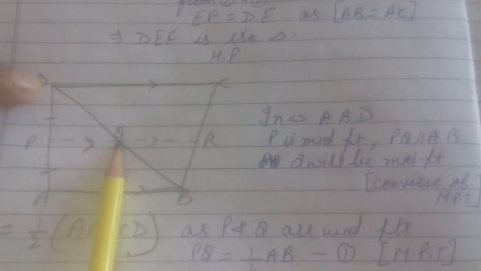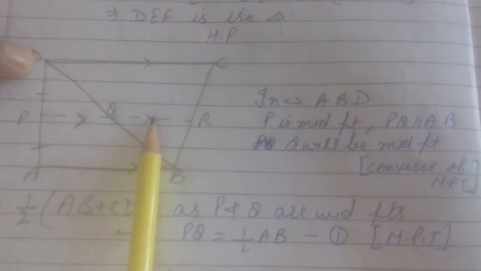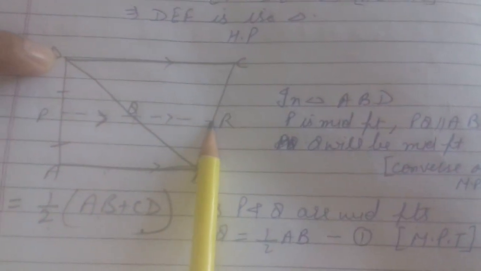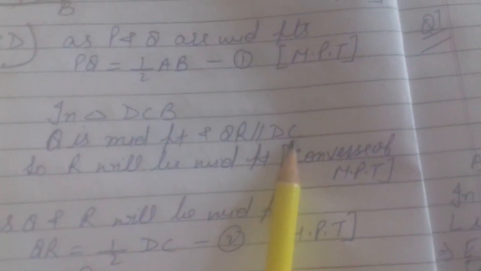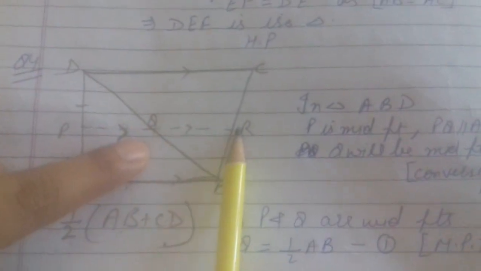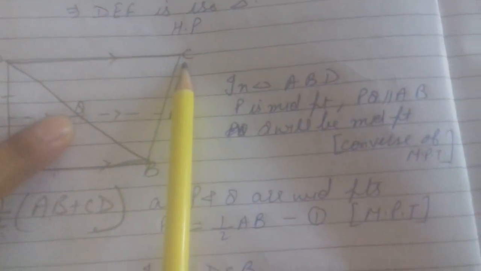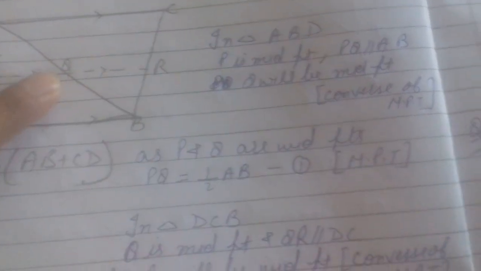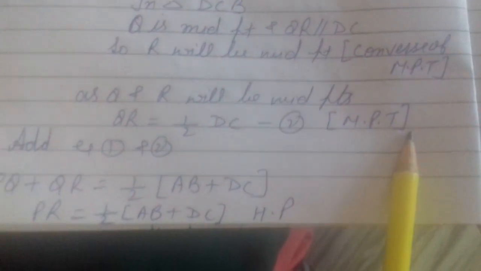Now let's take another triangle DCB. In this case, we already proved Q is the midpoint and this side is parallel to this side. So again by the converse, R will be the midpoint. Clear? I wrote the same thing here: Q is the midpoint and QR is parallel to DC, so R will be the midpoint by the converse of MPT. So if Q and R both are midpoints, I can write QR is equal to half of CD or DC. What is the reason? MPT.